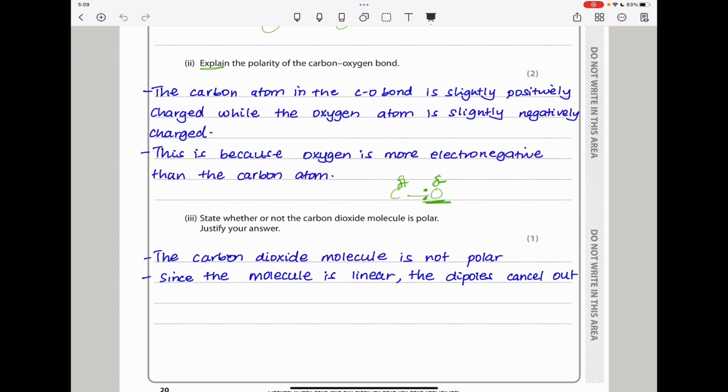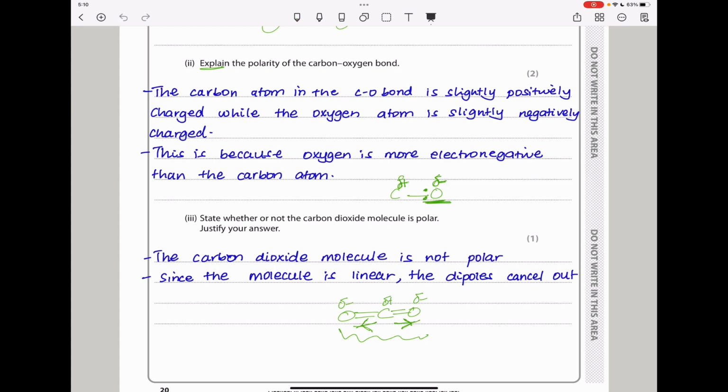The next they ask, state whether or not the carbon dioxide molecule is polar and justify your answer. So let's see, again, the carbon dioxide molecule, we have already established its shape. We know this is partially positive, that is partially negative, partially negative. Now here, polarity is drawn towards this side, and that is drawn towards the other side. The arrow is facing the more electronegative element. Now, because these two are pulling away from each other, the molecule is symmetrical, and therefore the dipoles cancel out. That means it's not going to be polar.